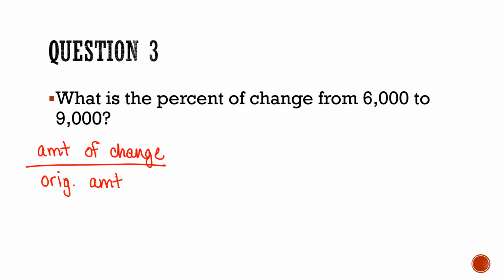Okay, so our amount of change, we're looking at 6,000 to 9,000, so we can see that this one's going to be an increase. And to find your amount of change, you subtract those two numbers, which gives you 3,000. Over the original amount, what was it first? Well, it was first 6,000. You may use your calculator to do 3,000 divided by 6,000, which is 0.5.